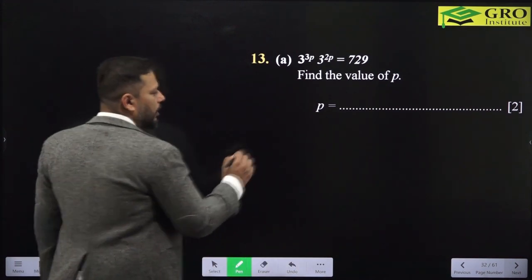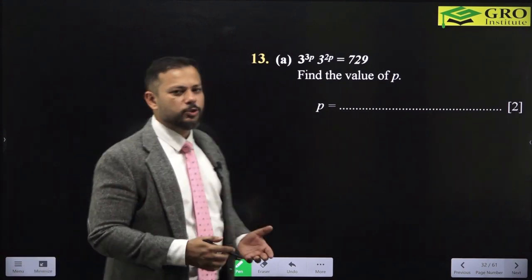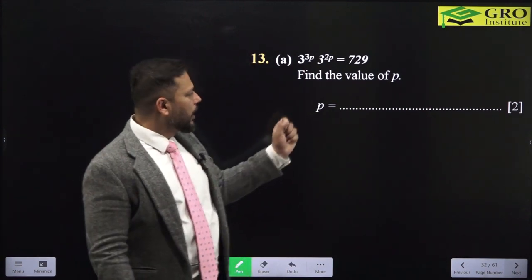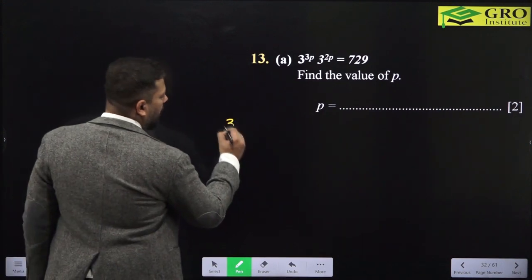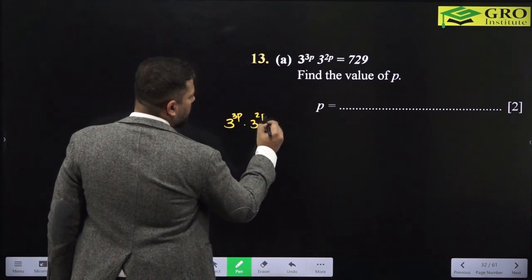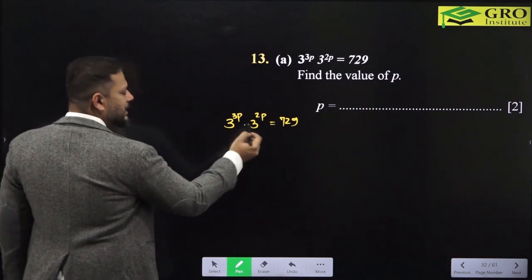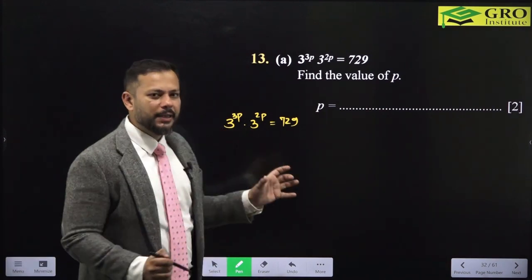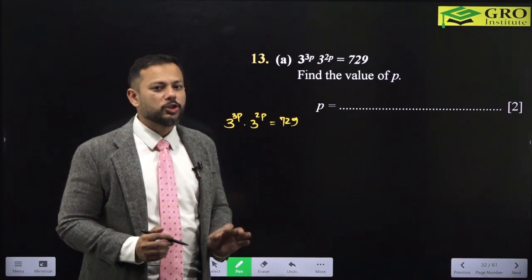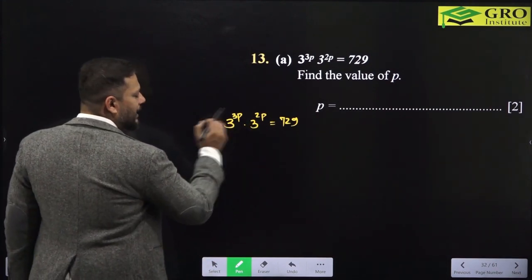So guys, if I rewrite it, do we know some laws related to exponents? The laws of exponents include the product law, quotient law, and power law. Here, when I see that it is 3 raised to power 3p multiplied with 3 raised to power 2p being equal to 729, I see that the bases are the same, 3 and 3, common bases, and they need to be multiplied. So we will simply use the product law. And what is the product law? Product law is about adding the exponents and making the base common.